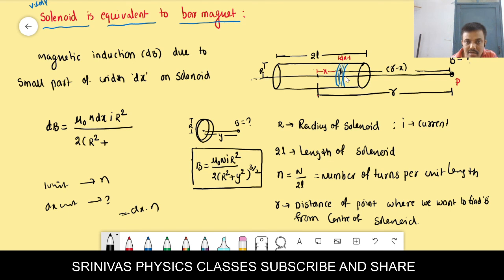From the center of that circular coil at a distance r, I want to find out the magnetic field. From the figure, y is equal to r minus x. Is it correct, students? From the center of the coil to the point where you want to find the magnetic field, the distance is r minus x from the figure. Clear?